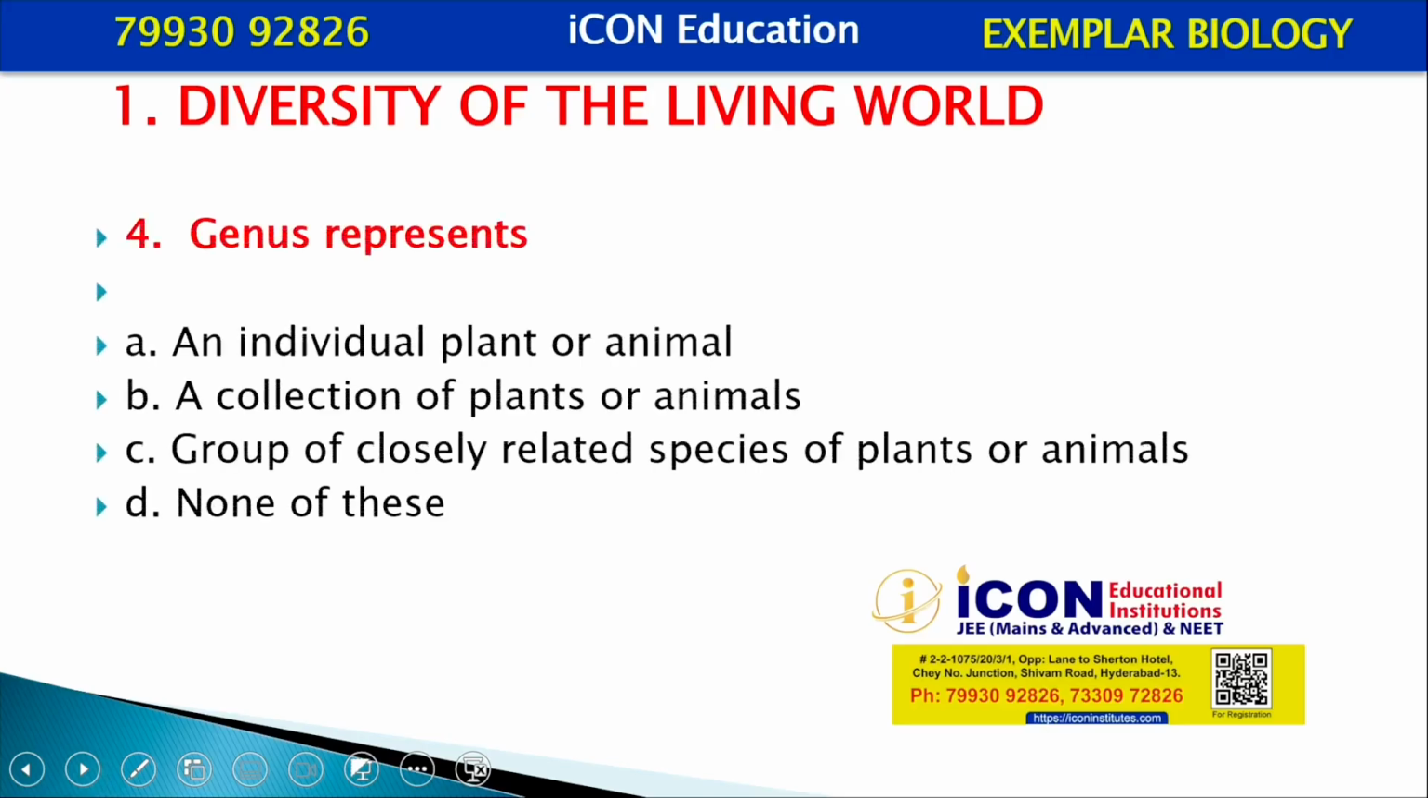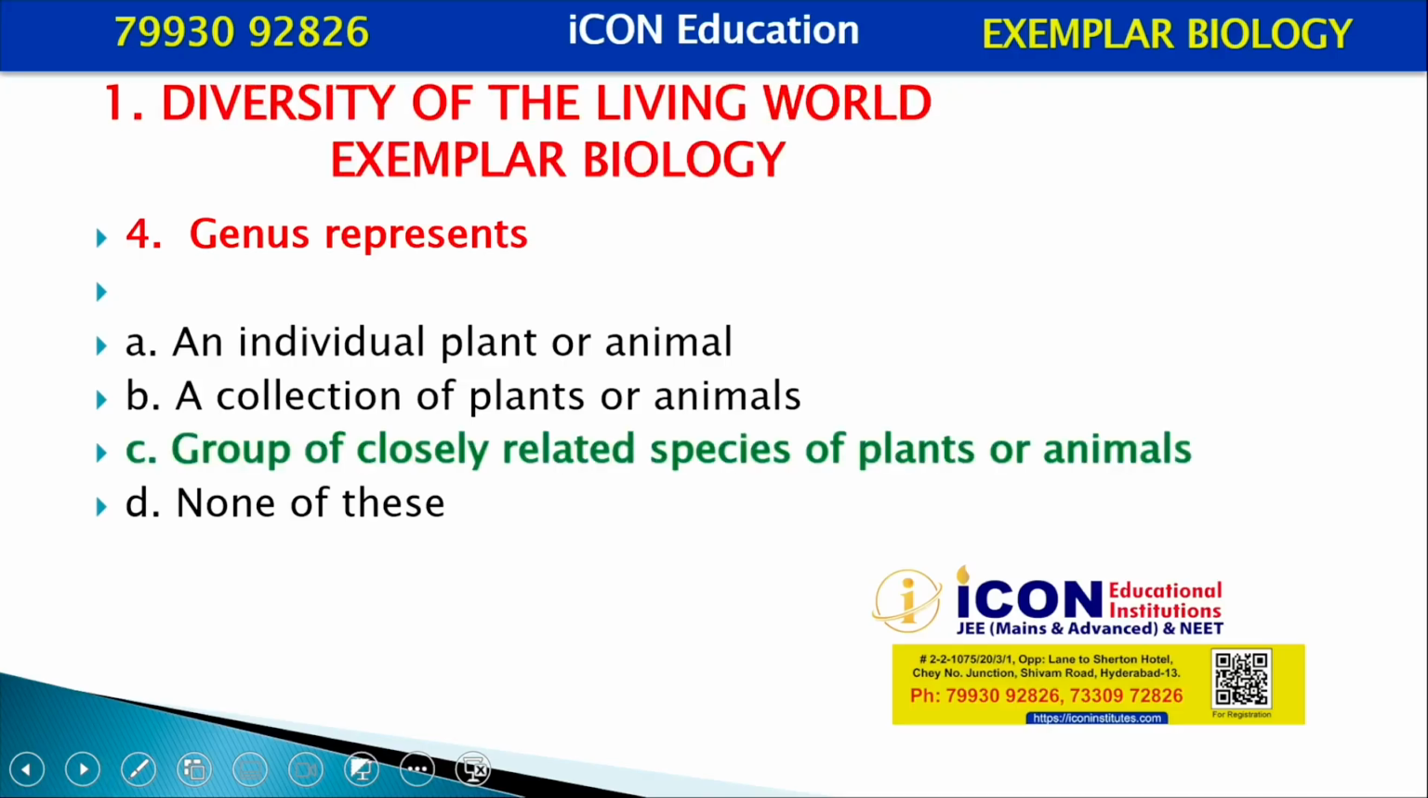Next, question number 4. Genus represents an individual plant or animal, a collection of plants or animals, a group of closely related species of plants or animals, or none of these. Genus is a group of closely related species of plants or animals.